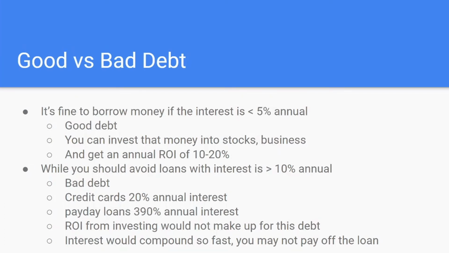Meanwhile, you should avoid loans with an interest of over 10% annually. This is considered bad debt. For example, credit cards have about 20% annual interest, and payday loans have about 390% annual interest. The return on investment from investing would not make up for this debt, and the interest would also compound so fast you may not even be able to pay off the loan.